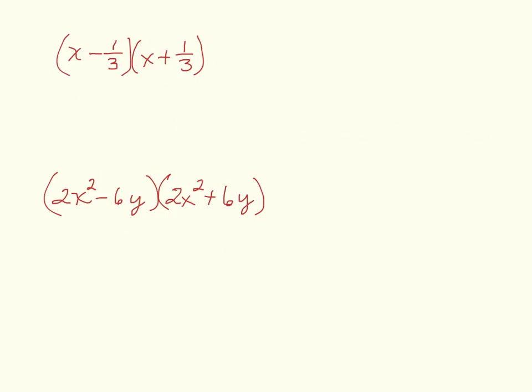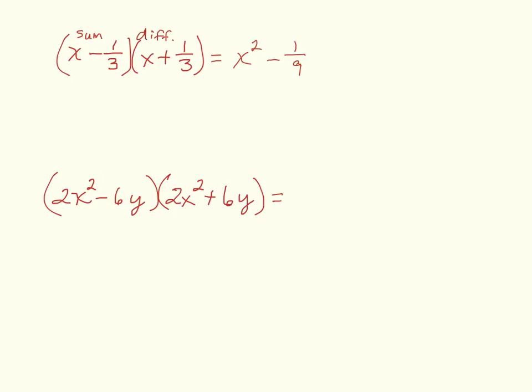It works the same way with fractions. We have the sum of 2 terms times the difference. Now they have to be exactly the same 2 terms in order for this to work like this. So we square the first term, which is x, minus 1/3 squared. Well, what's 1/3 squared? 1/3 times 1/3 is 1/9. And there you have it. You don't even have to FOIL it.